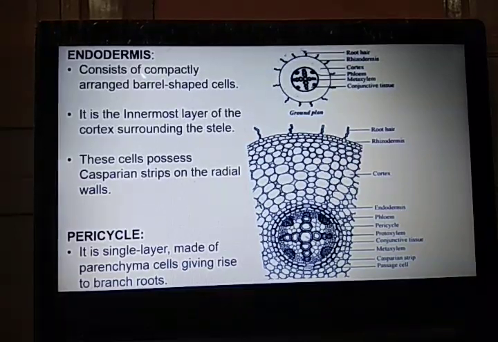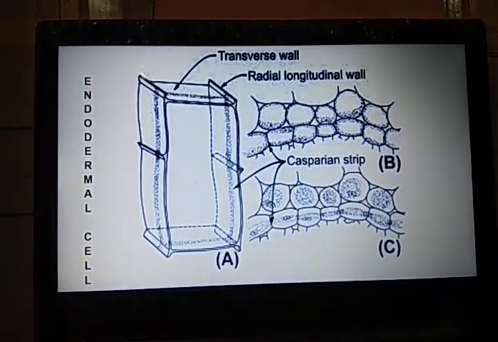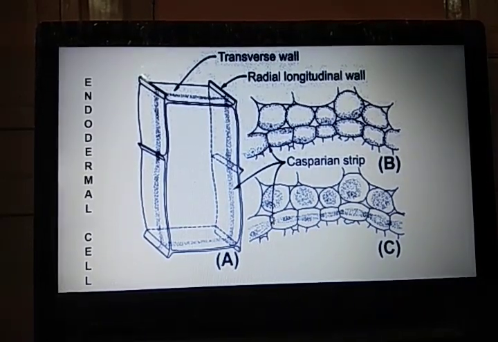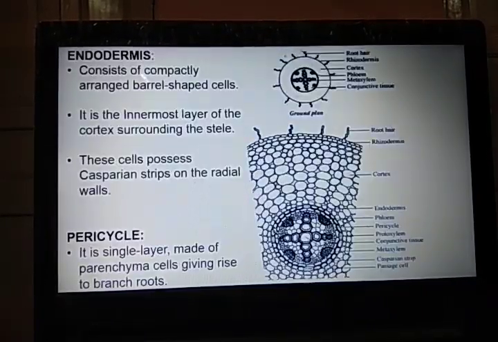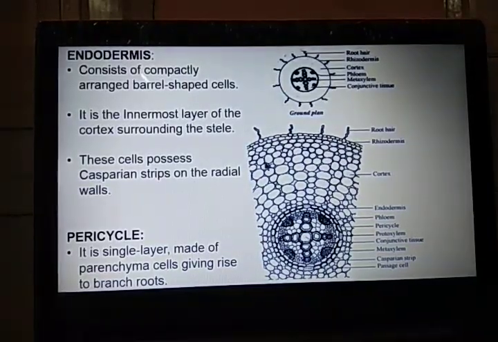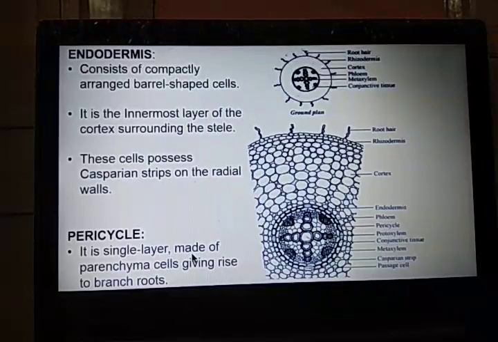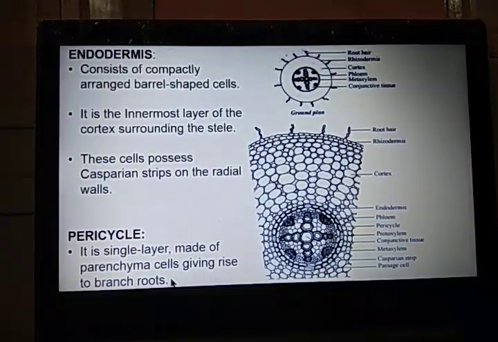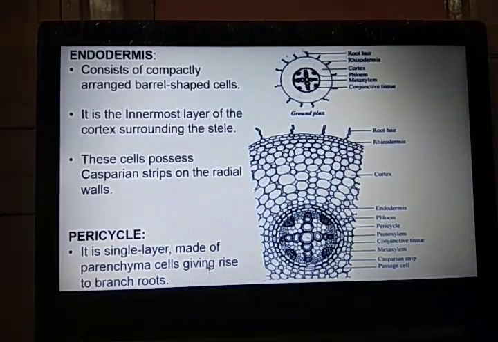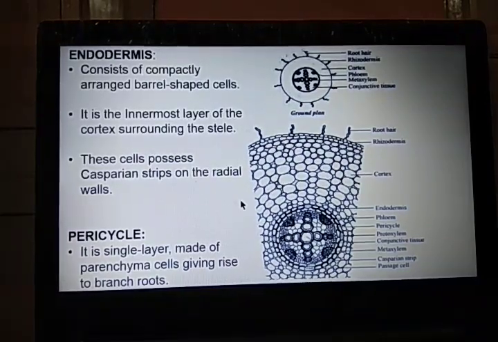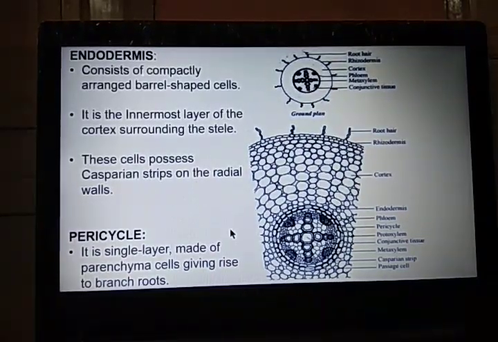Now I'll show these Casparian strips in this slide. Here you see the endodermal cells having Casparian strips on their radial walls. These are the Casparian strips. Now coming back to the slide again, next to the endodermis you have the pericycle. The pericycle is also a single layer made up of parenchyma cells, and these cells give rise to branch roots. Now next to the pericycle you have the massive stele.